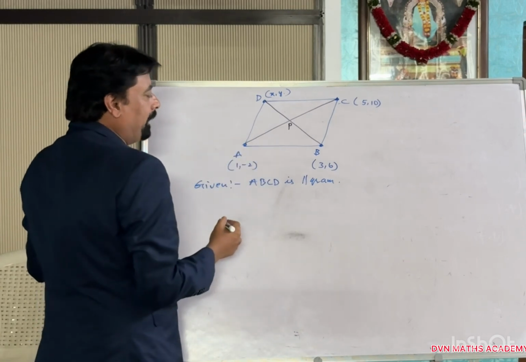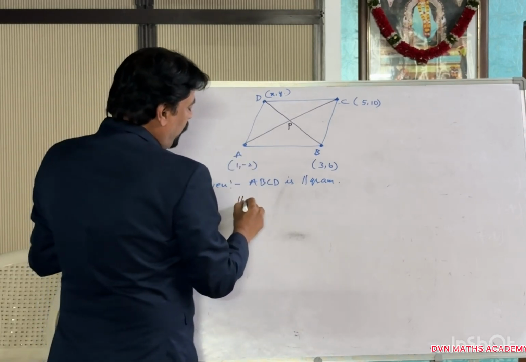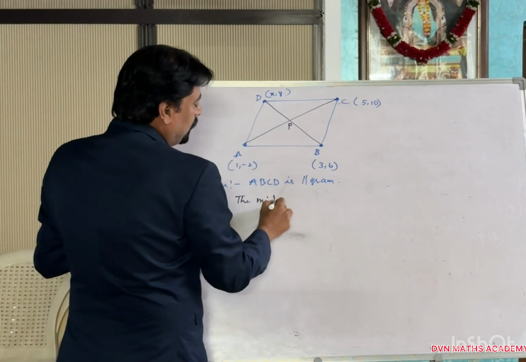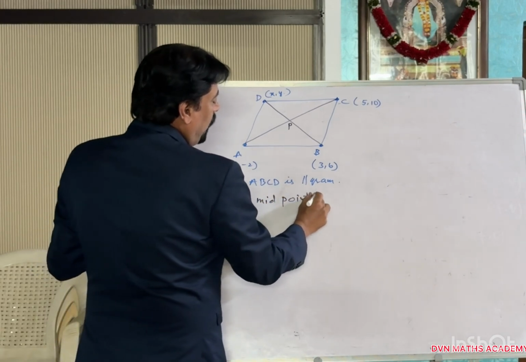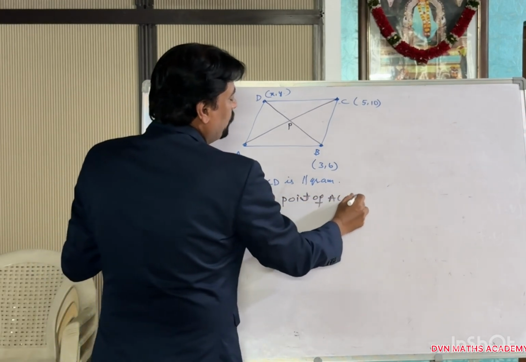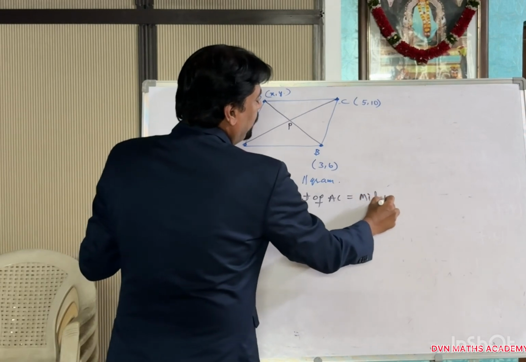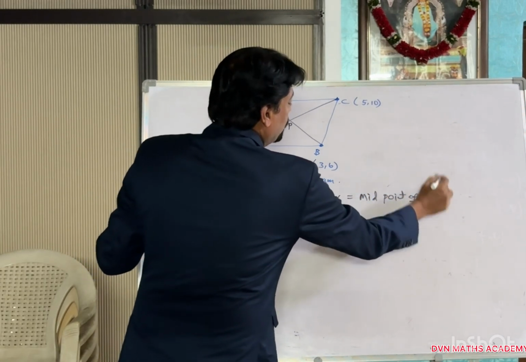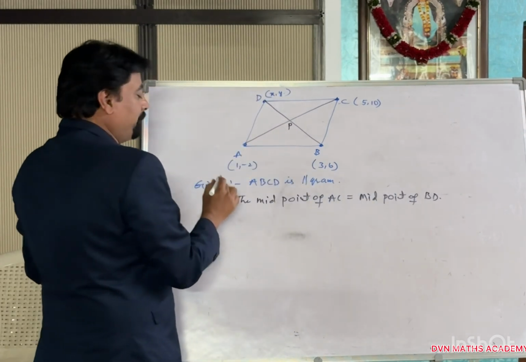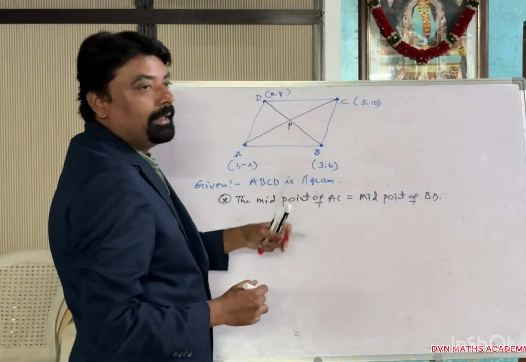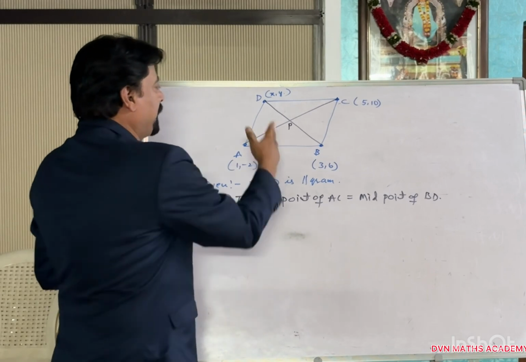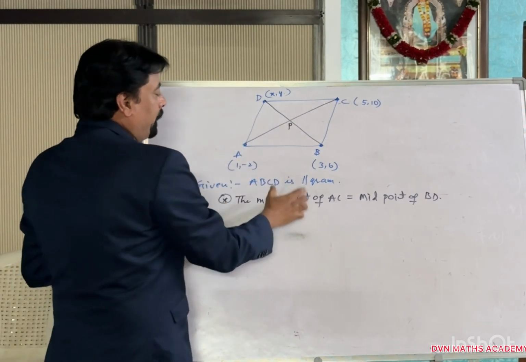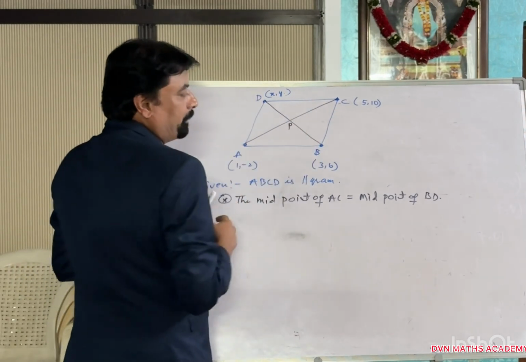So according to the given, the midpoint of AC should be equal to the midpoint of BD. This is a very, very important statement. According to the properties of a parallelogram, the diagonals bisect each other. Therefore, the midpoint of this diagonal should be equal to the midpoint of this diagonal.